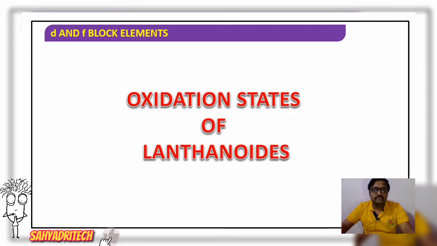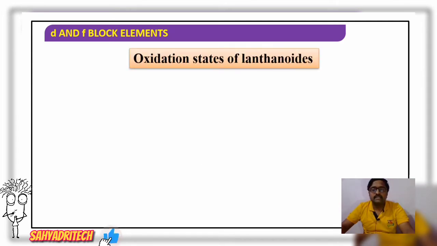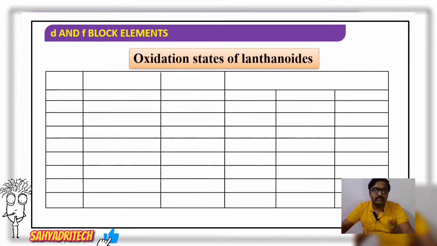Well, if you consider oxidation states, we know that it depends on what? It depends on the number of electrons present in the valence shell. It depends on the number of electrons present in the valence shell.